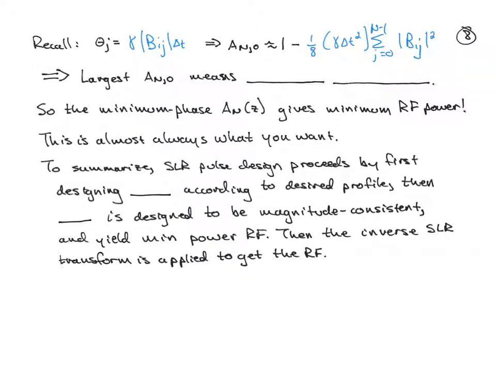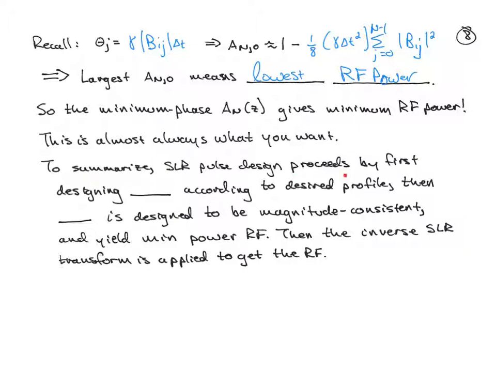And so the filter with the largest DC coefficient here corresponds to the pulse with the lowest power, since the smaller the overall power, which is the integral of the pulse squared, the larger the DC coefficient. Okay, so overall then, the minimum phase A sub n of z solution gives the minimum RF power. This is almost always what you want. I have yet to come across a situation where it's not what you want.